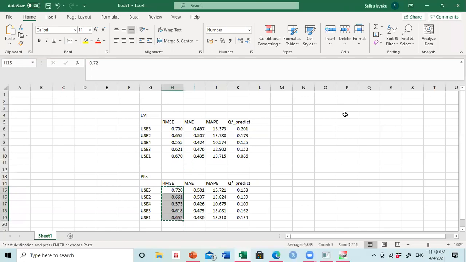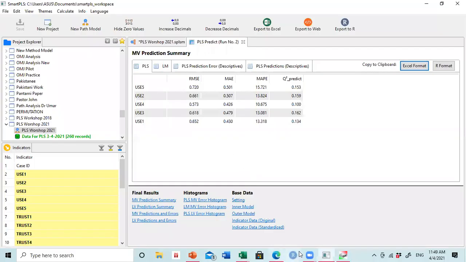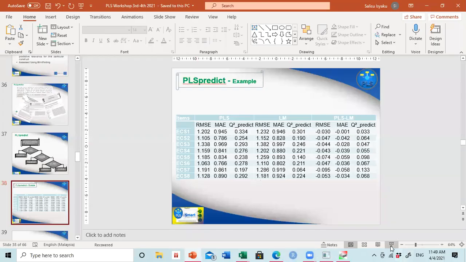Okay, copy. We put it here. We copy this one. We put it here. Now we subtract this one from this one. Something like this. Okay, let me go back to the slide. You see something like this. Maybe you understand it better.